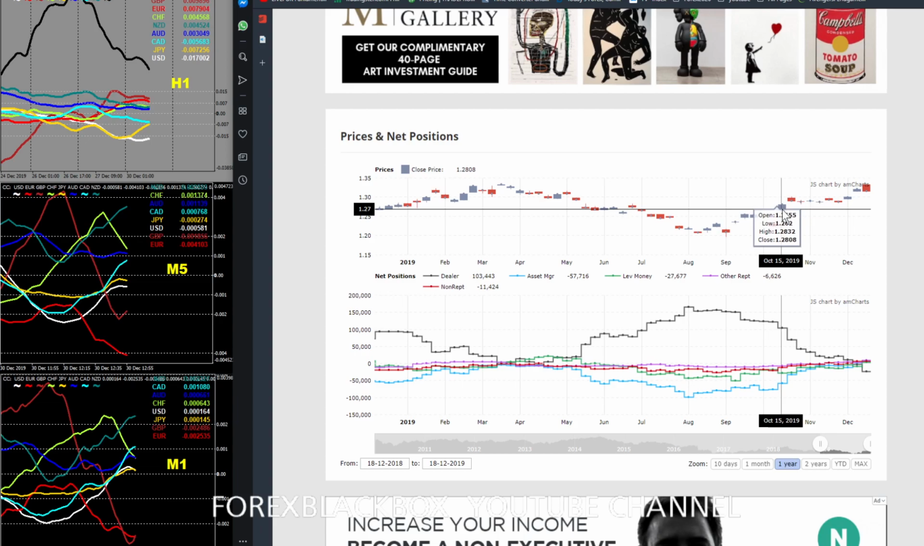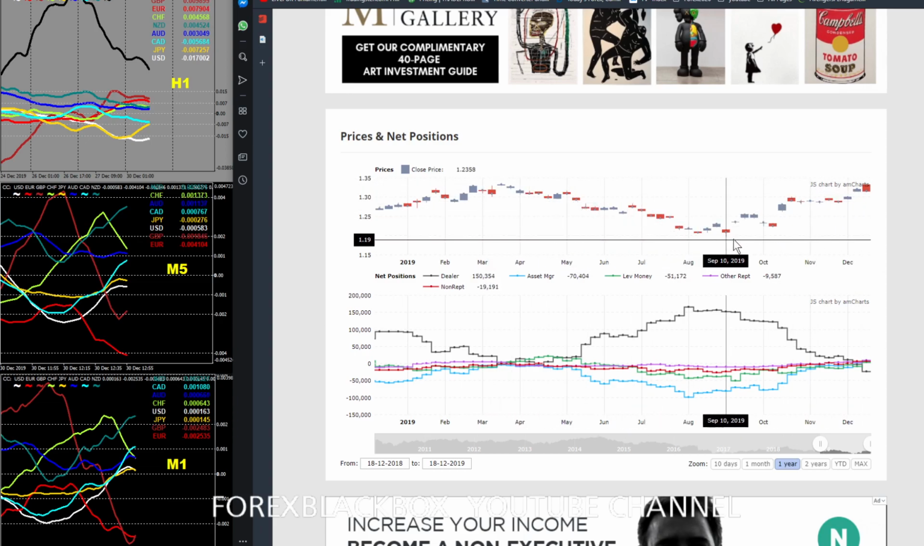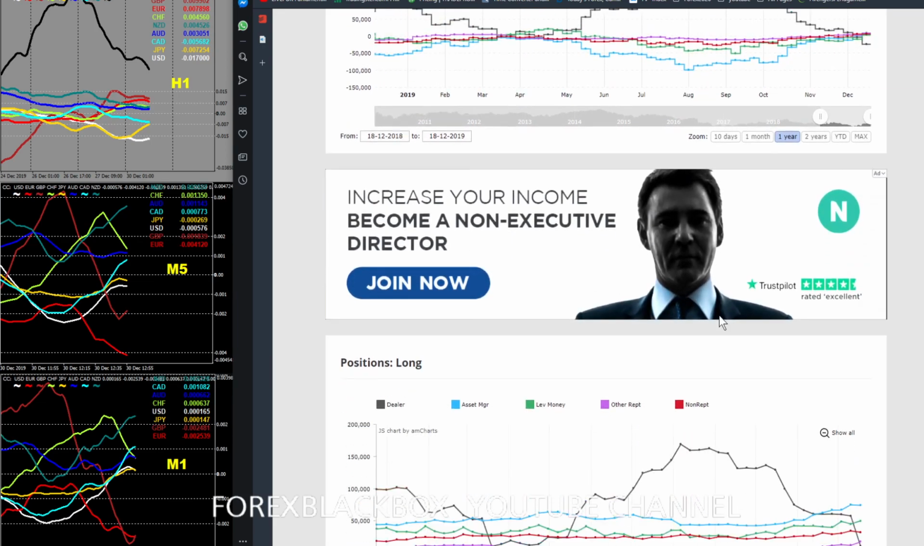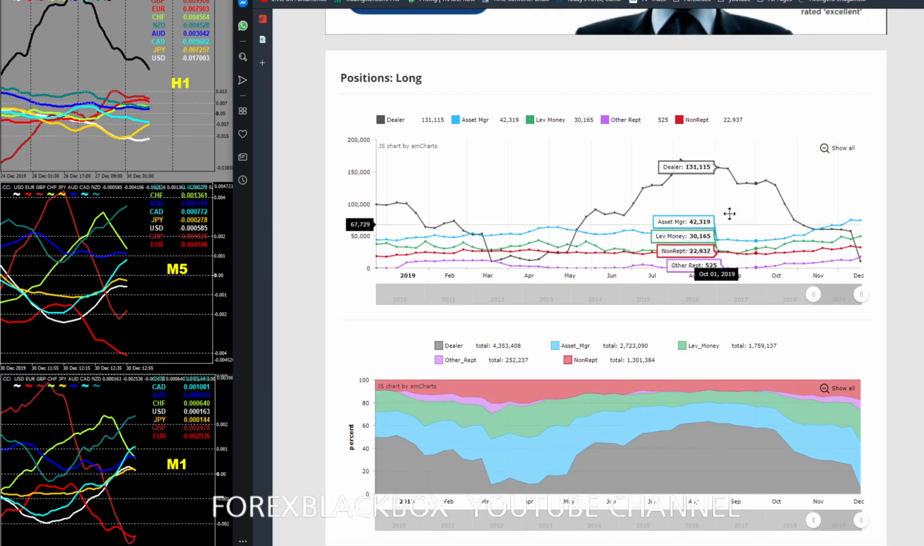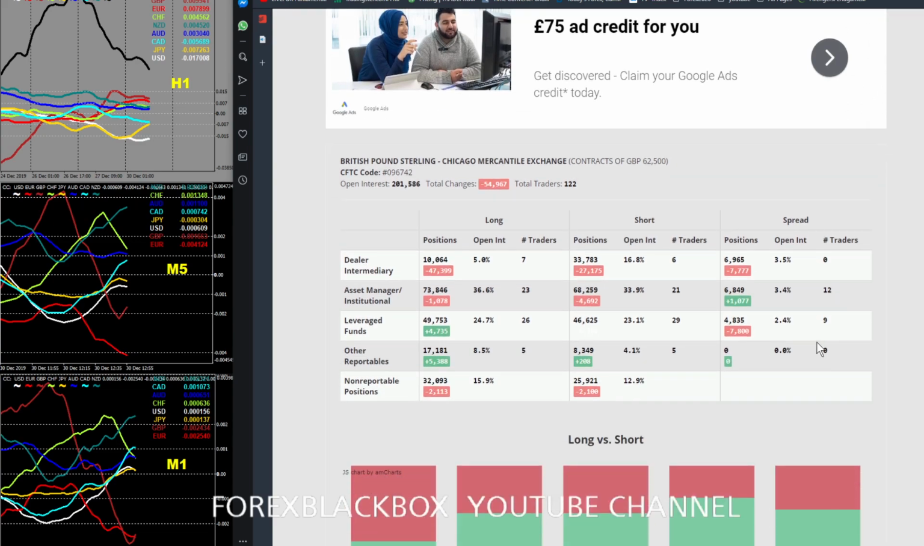That's the graphical display of the CFTC contracts. It's just showing you what the hedge funds and asset managers are doing. These are two important guys here. The rest you don't really need to take care of. Just these guys are very important to see where the smart money is going, more than the speculators.